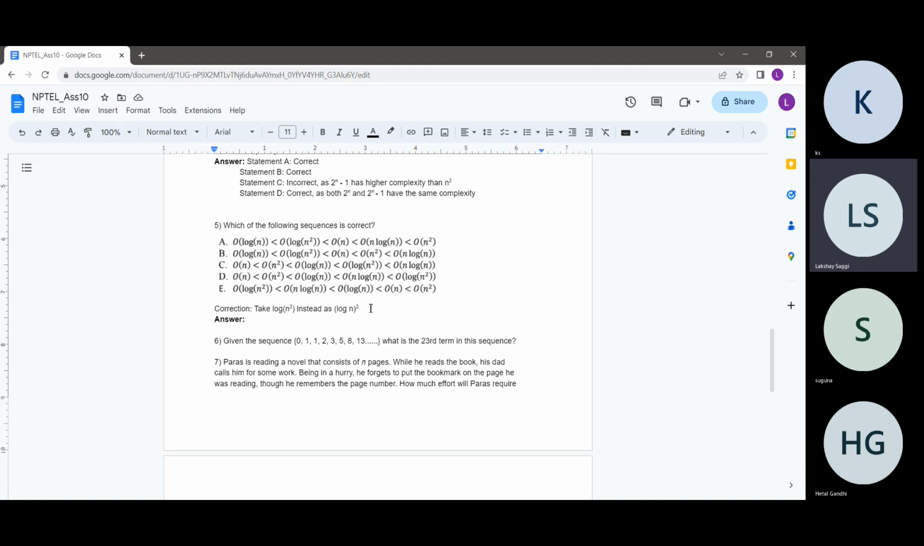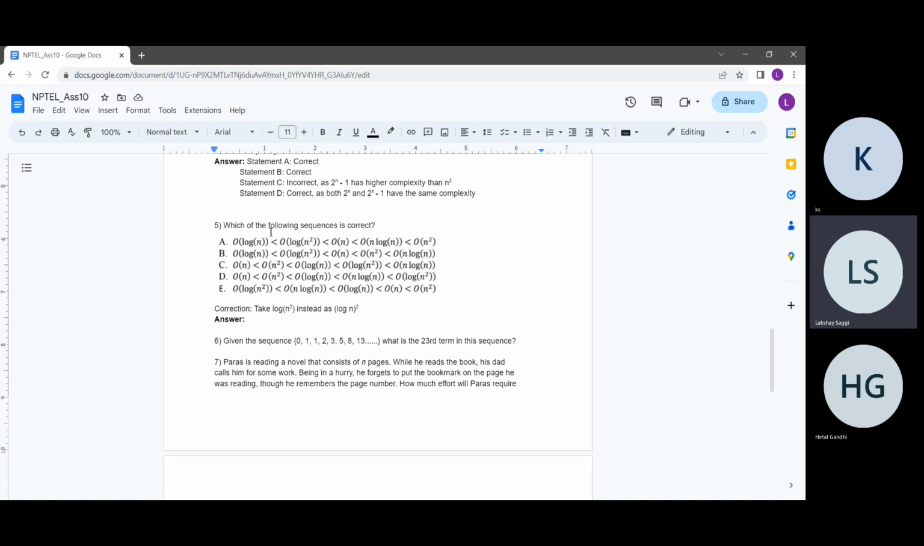But if we instead take this as log of n whole squared, then we can say that log of n whole squared grows faster than log of n. You can just check this using limits also, that log of n whole squared by log n will give us log n only. And as n tends to infinity, it will give us infinity. So first of all, I guess this much is clear to you, right?